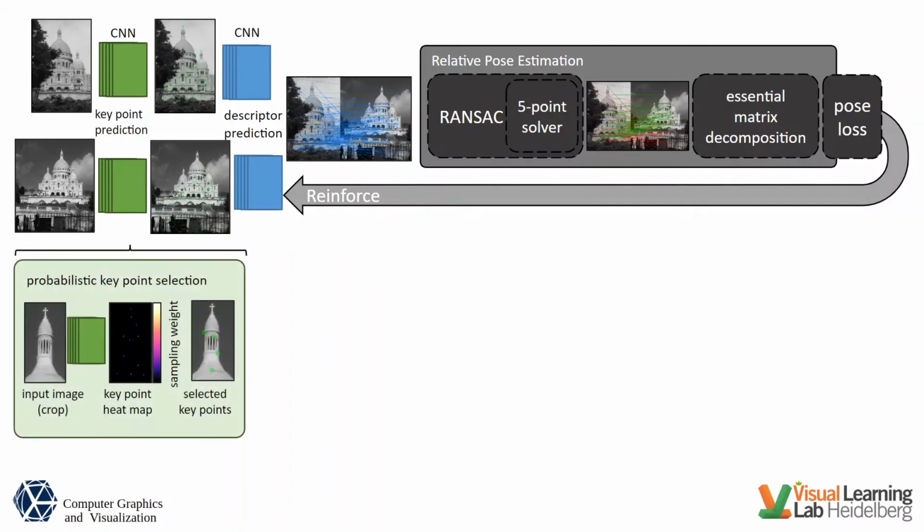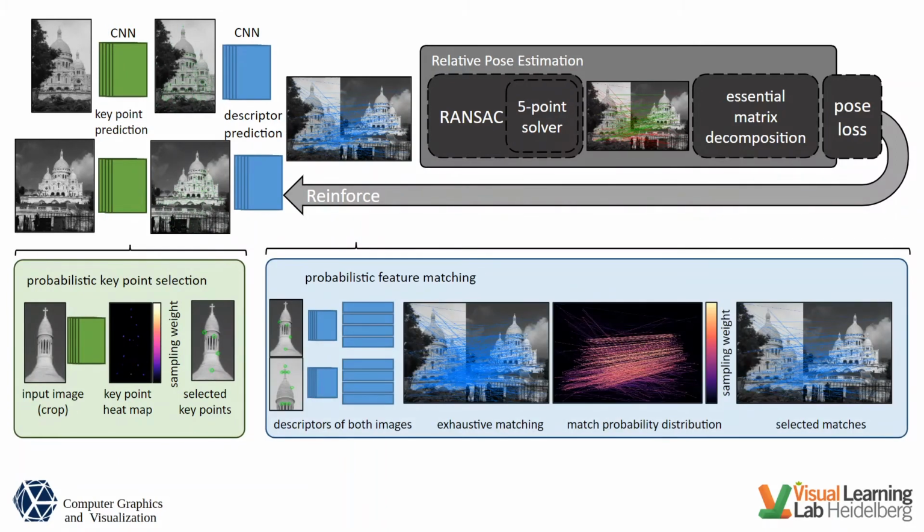We use the SuperPoint architecture to generate key point heat maps from input images, randomly sample key points from this heat map, and then obtain descriptors from the selected key points. We implement probabilistic matching by firstly doing an exhaustive matching, secondly calculating a distribution over all matches, and then sampling a subset of matches which is passed to the black box to get the relative pose.